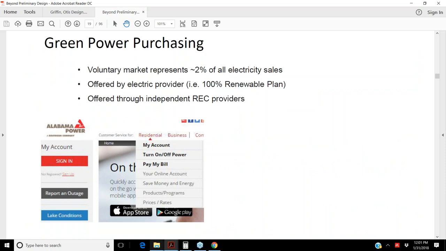Now, green power purchasing is actually quite large. There are a lot of people who do it between the corporate green power purchasing, a lot of colleges, a lot of big businesses with corporate sustainability plans, all federal buildings. You get points from the U.S. Green Building Council for LEED certification for buying renewable energy credits. And then about half of the market is residential voluntary purchasing. That comprises about 2% of all electricity sales.